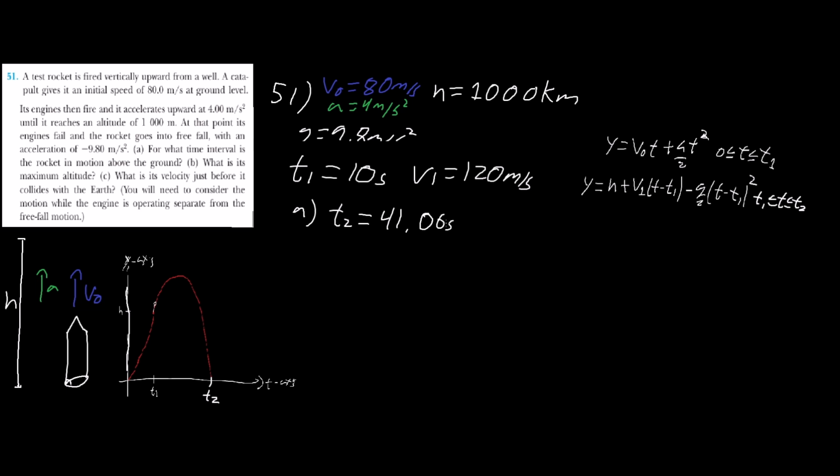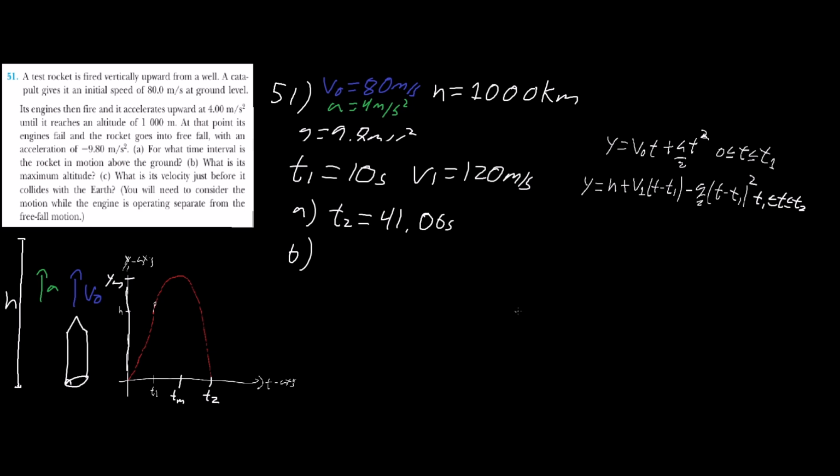And I already solved for part A right there, folks. That was beautifully well done. Now let's solve for part B. For part B, for what time interval, which I'm going to call T max, to get this specific Y max. For what time interval is the maximum altitude?